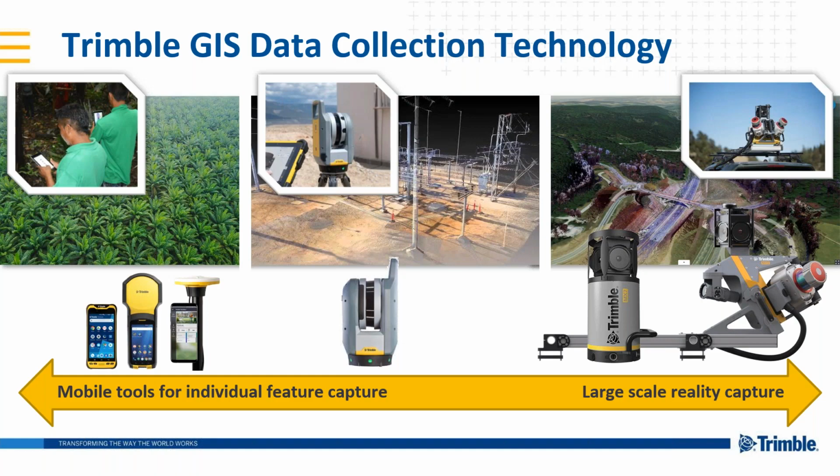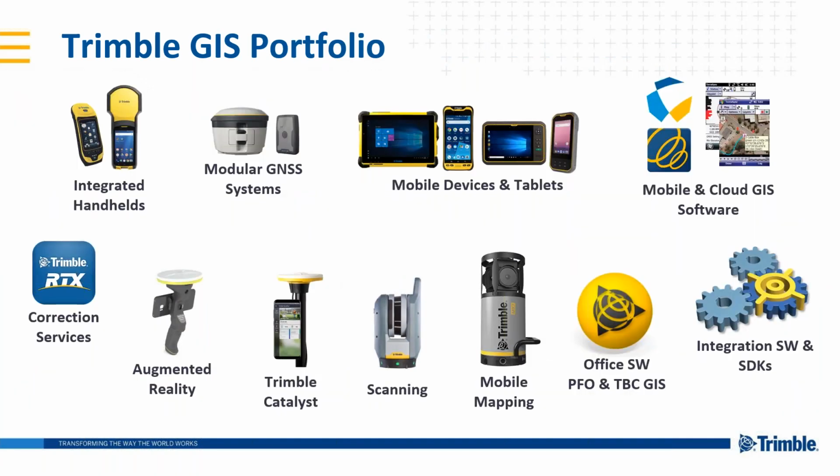So anyway, a whole range of data collection technologies. If we show that by showing a similar chart but break it down into product category, across the top there are some of the more traditional types of solutions that I think a lot of people are familiar with: the integrated handhelds, the GNSS, the mobile devices. And then across the bottom are some of what I call our more emerging technologies, pushing into the augmented reality space.